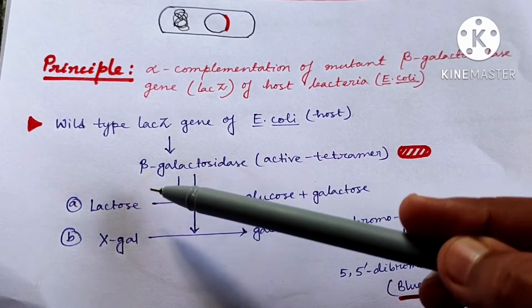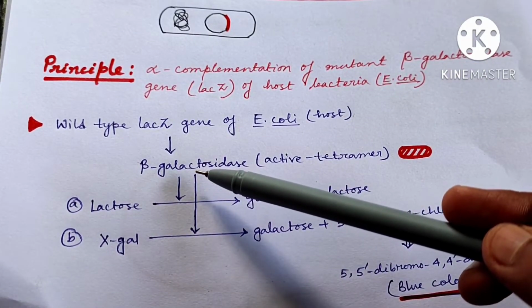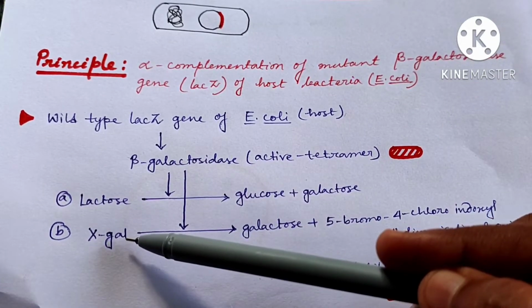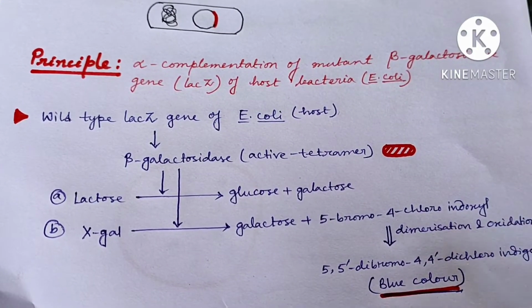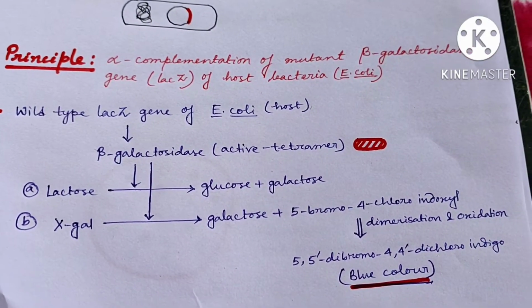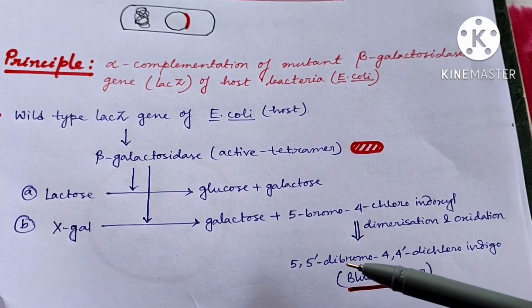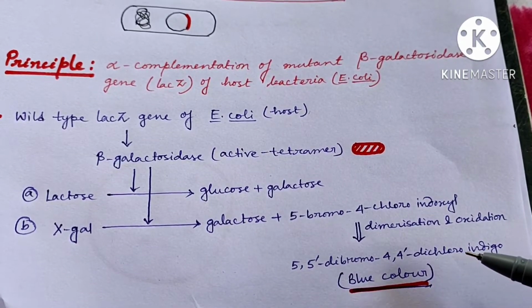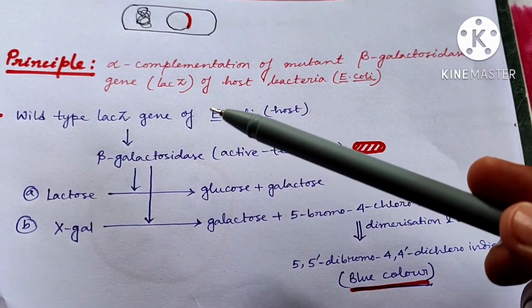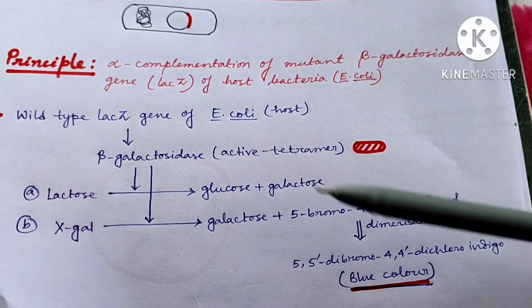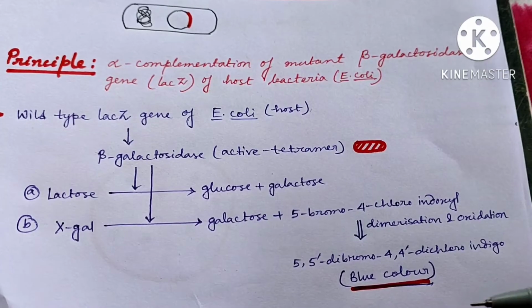This beta-galactosidase enzyme breaks down lactose into glucose and galactose, or it may also break down an analogous substrate of lactose known as X-gal into galactose and 5-bromo-4-chloroindoxyl. Upon breakdown, the 5-bromo-4-chloroindoxyl gets dimerized and oxidized and forms 5,5'-dibromo-4,4'-dichloro-indigo, which gives blue color. So if the host is wild type, it will react with X-gal and will form blue color.